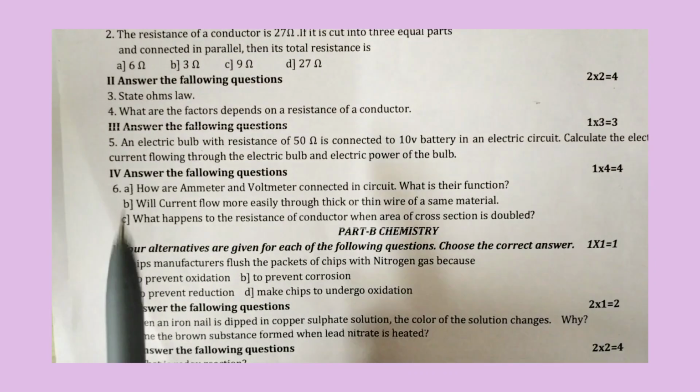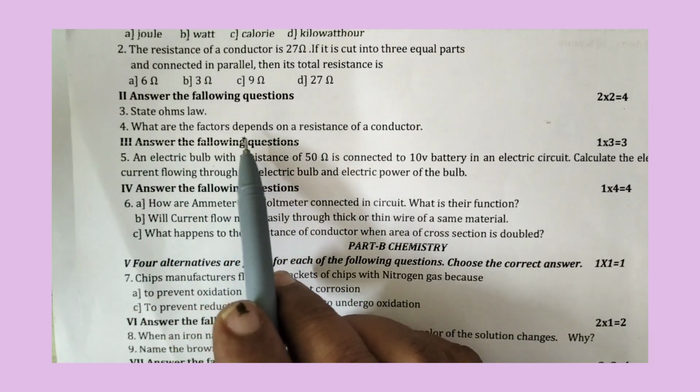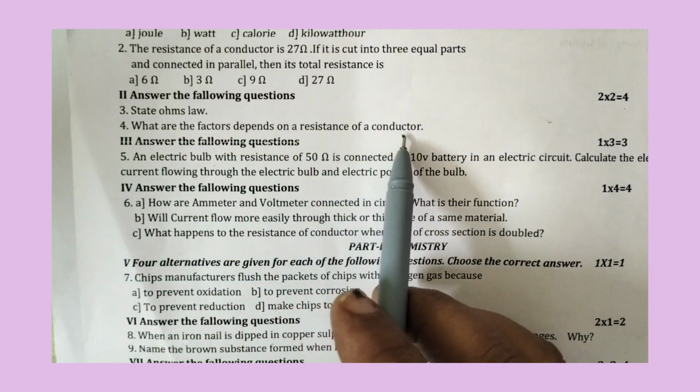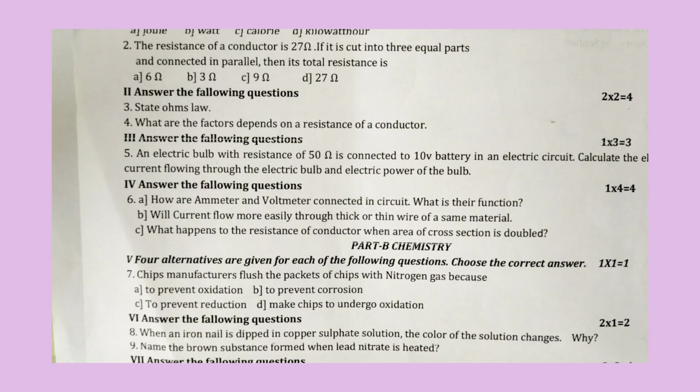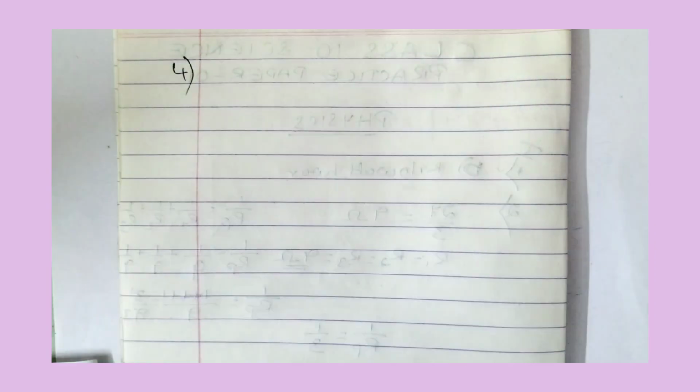Now that is the fourth question: what are the factors on which the resistance of a conductor depends? Let us see. So second mark, fourth question. Resistance depends upon what factors?